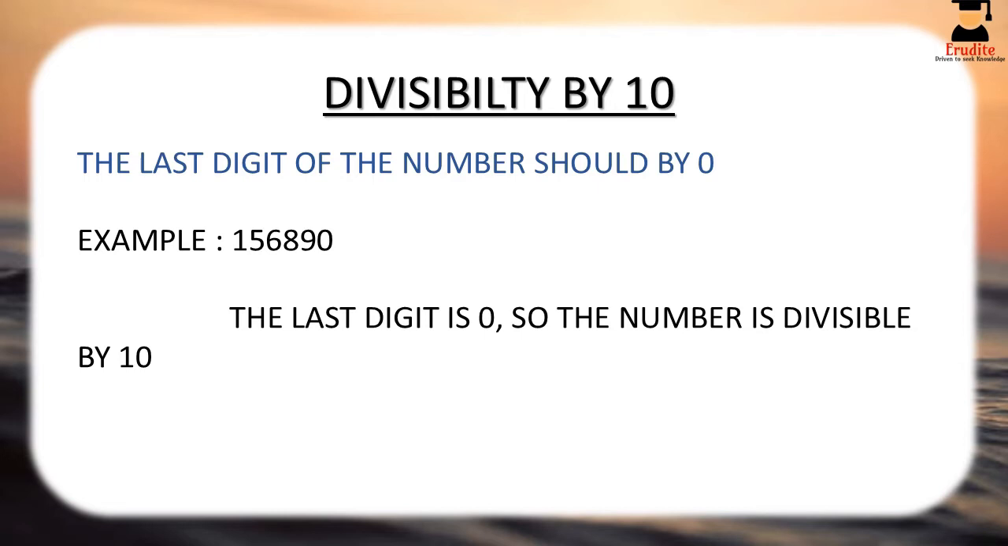Then for divisibility by 6, you need to check if the number is completely divisible by both 2 and 3. So it should be an even number and the sum of the digits should be divisible by 3. And the last one is divisibility by 7. You need to first double the units place digit and then subtract it from the rest of the number, and check if the result you get is divisible by 7. If it is, then the number is divisible by 7.